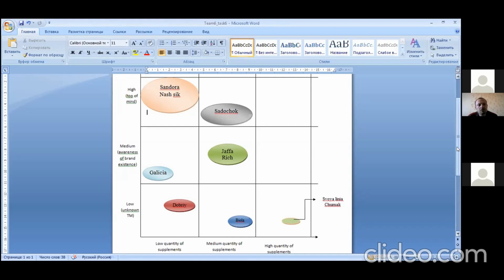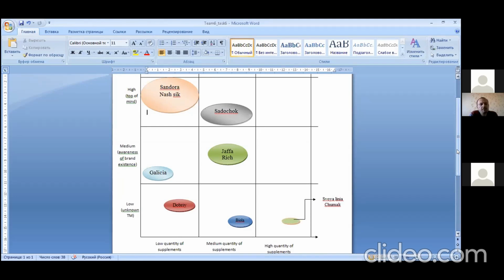But you have to add first, you have to describe every interval. For example, what does it mean, low quantity of supplements? It means, for example, artificial flavoring and something like that. So you have to describe every interval.